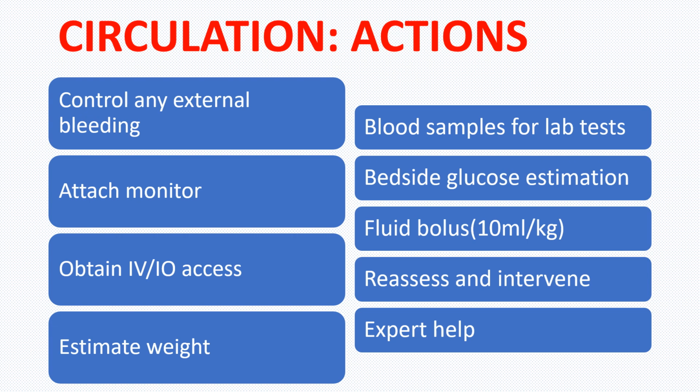On circulation, the first thing you do is to initiate CPR for cardiac arrest. That is, use of chest compressions, defibrillation, or even medication administration. The second one is to control any visible external bleeding, either by use of tourniquet or even applying pressure on the bleeding sites. Attach the child on the monitor by use of 5-lead or even a 3-lead ECG. Obtain an IV or even an IO access for drug administration and obtaining of blood samples.